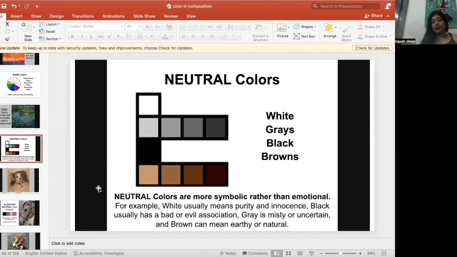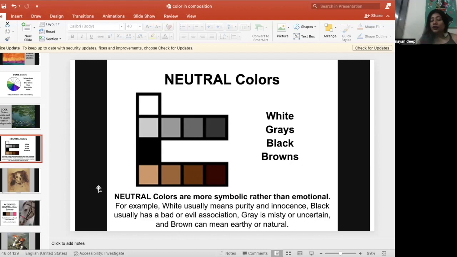Neutral colors: whites, grays, blacks, browns. Neutral colors are more symbolic rather than emotional. For example, white usually means purity and innocence. Black usually has a bad or evil association. Gray is misty or uncertain, and brown can mean earthy or natural.